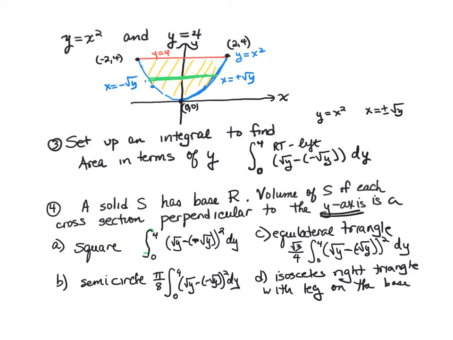And then finally, for an isosceles right triangle with the leg on the base, it's just a half on the outside. So if we know how to set up the area, we definitely know how to set up the volume of the solid, given that the area of the region is the base and we know the cross-section. All right, let's take a look at a GeoGebra simulation.